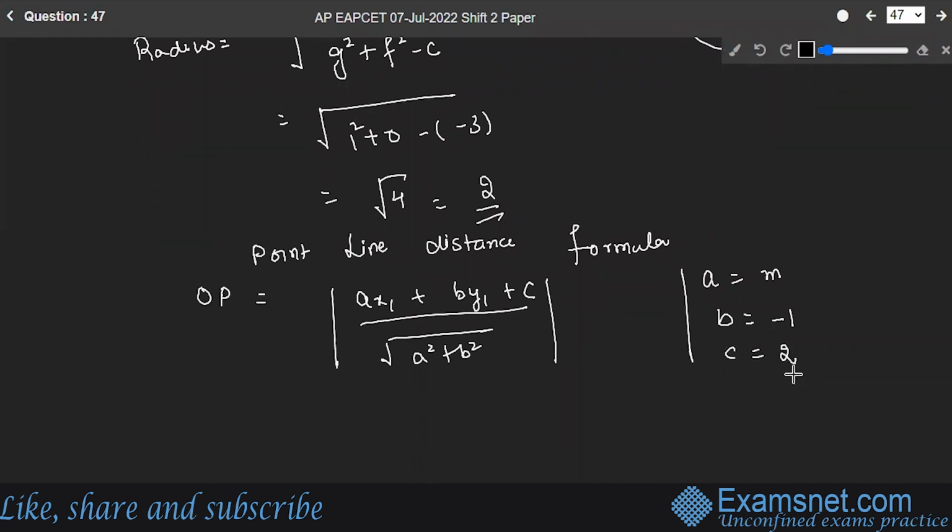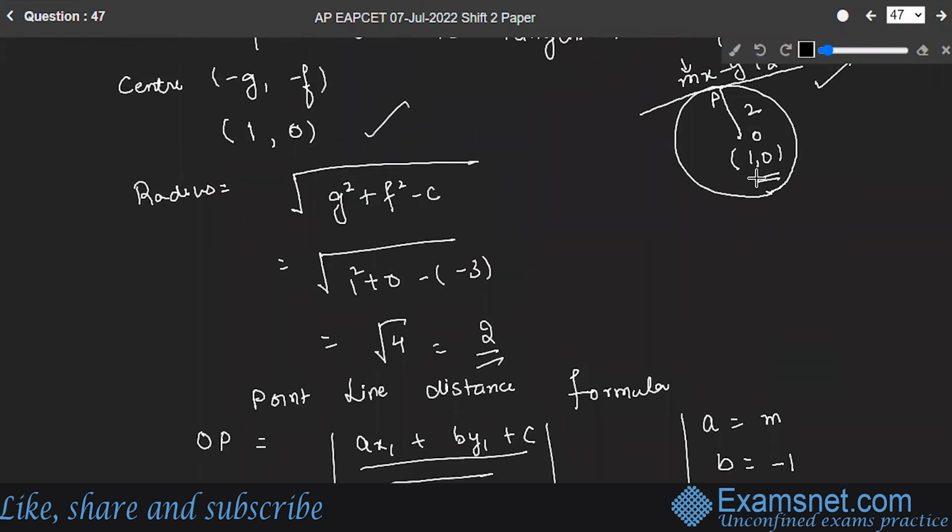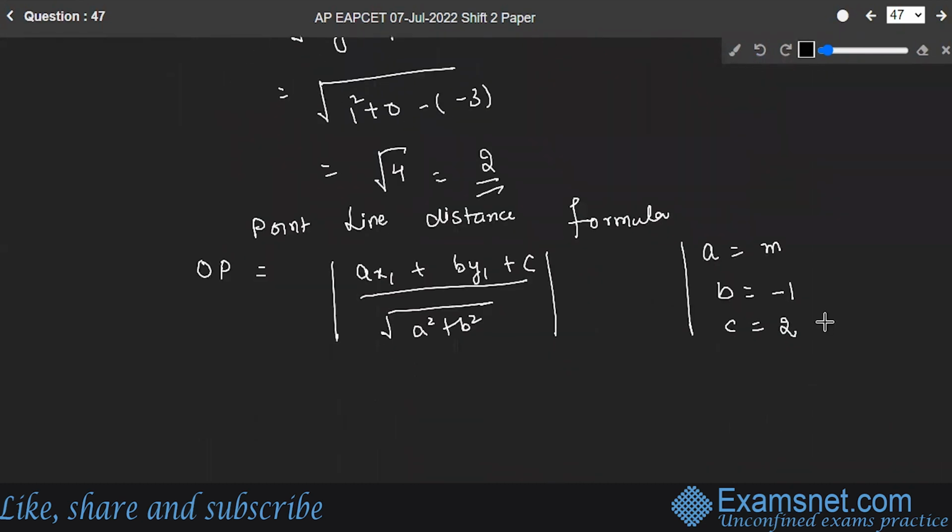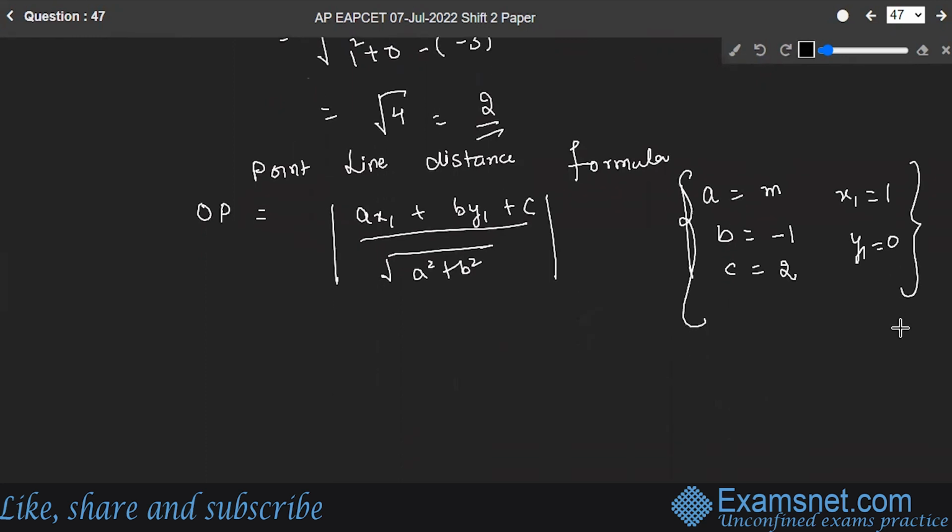So let's fill in this. x1, y1 are these two xy coordinates. So x1 is equal to 1 and y1 is equal to 0 in this case. Now let's fill in the values. So the OP distance will be given by, that is 2. Actually, OP is equal to 2.